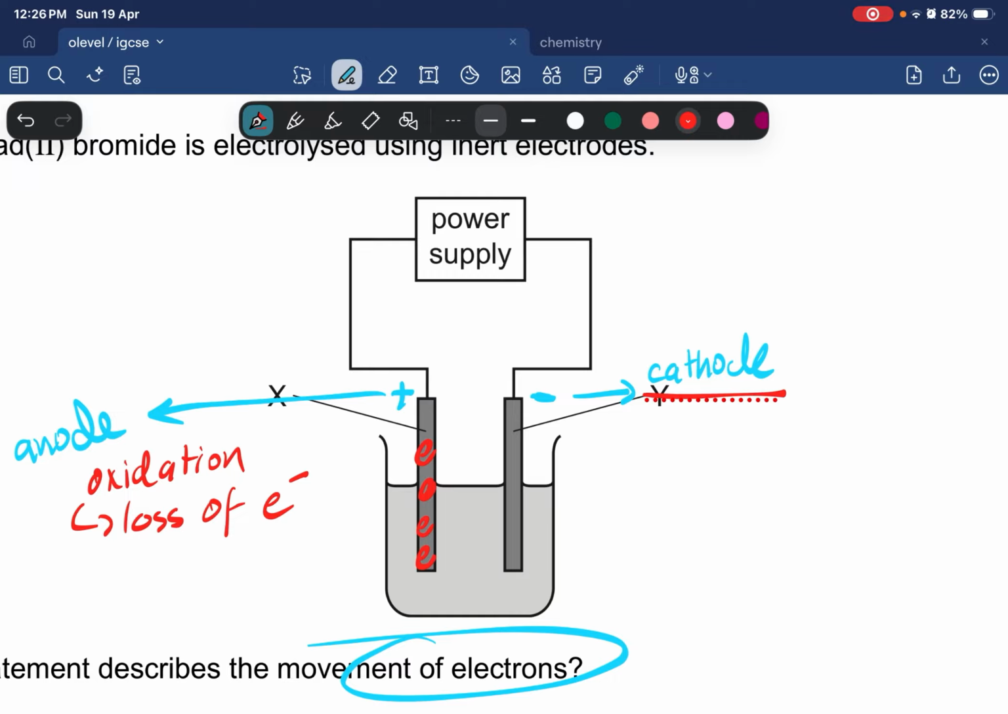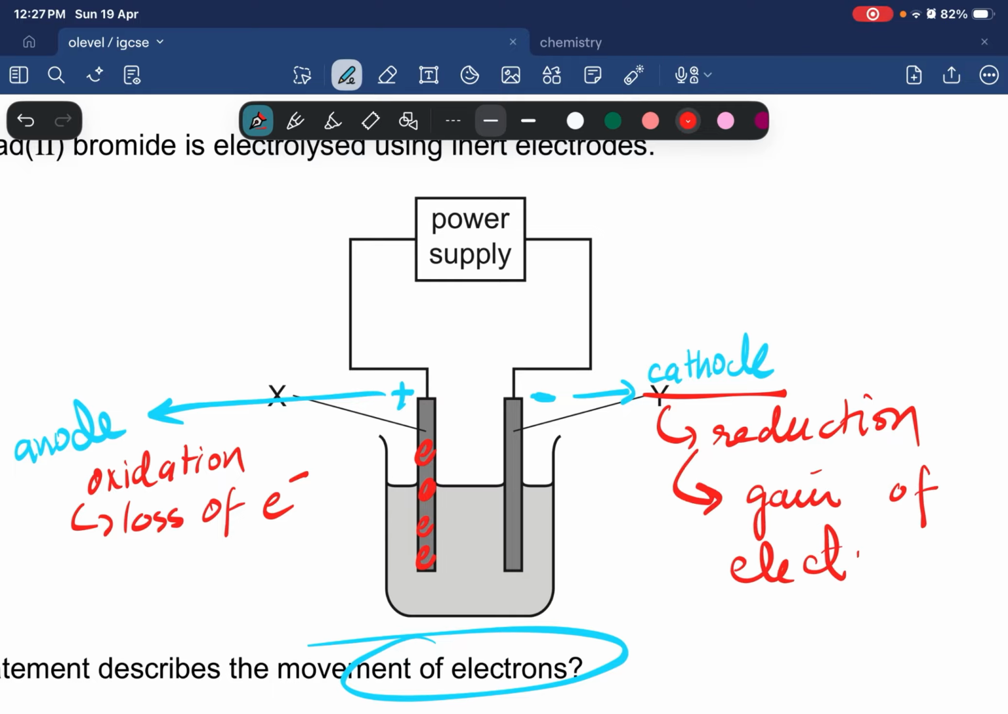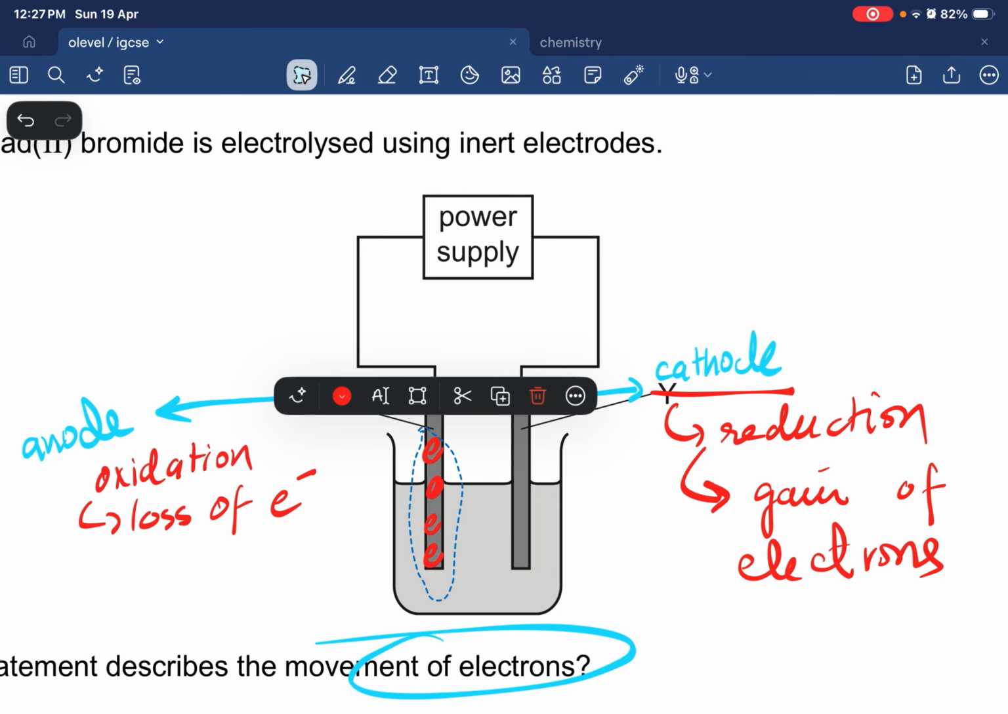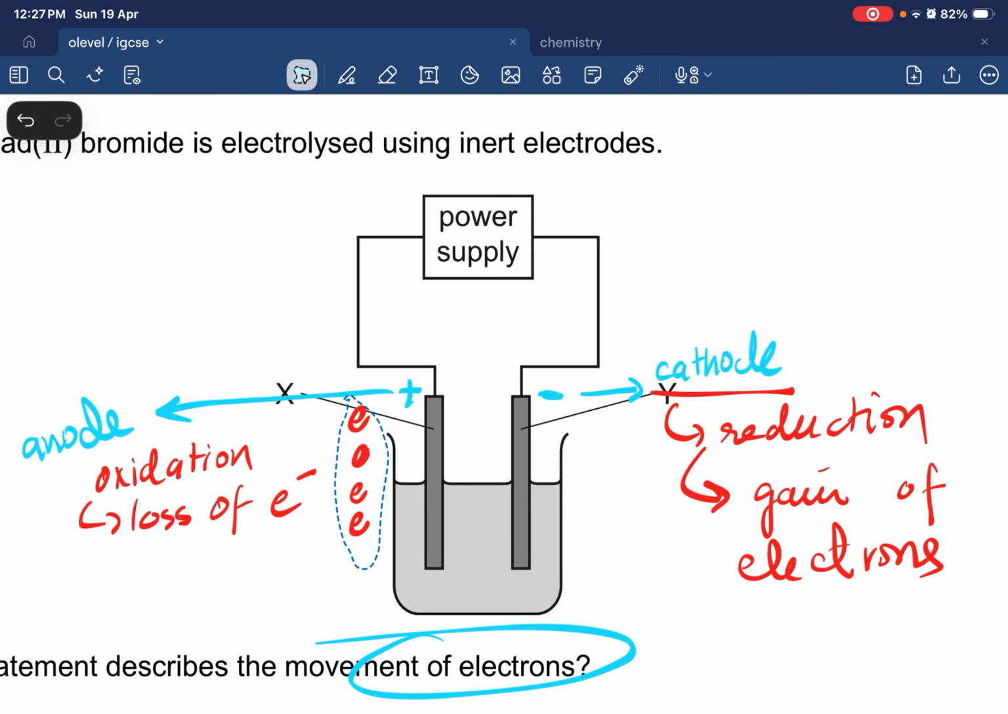And at the cathode, what happens? Your reduction happens. And what is reduction? Reduction is your gain of electrons. So what's going to happen? This entire thing is going to move. The electrons that are lost at the anode are going to move like this to the cathode. So electrons are going to move from the anode to the cathode, okay?